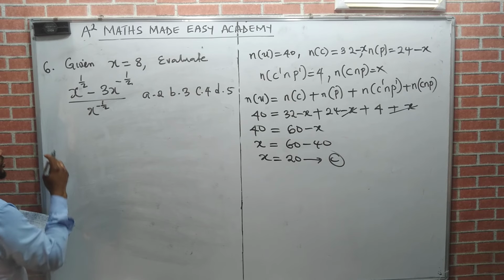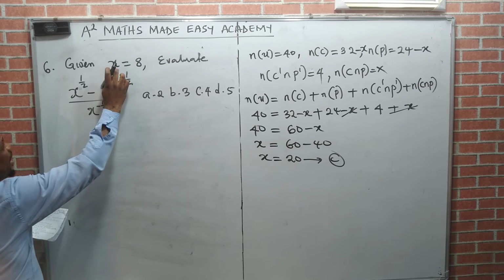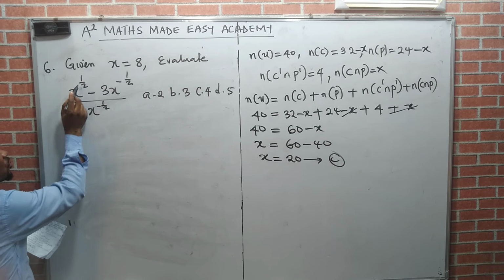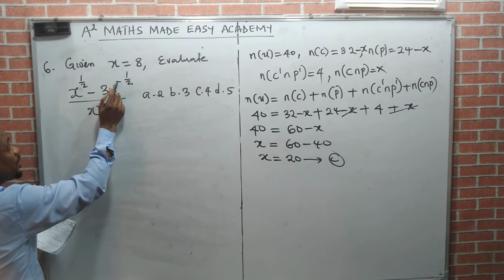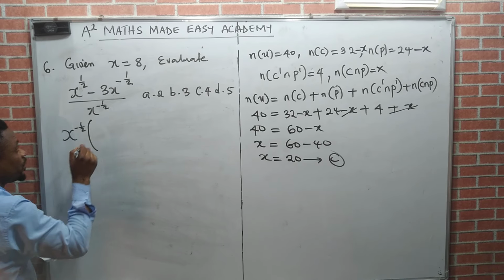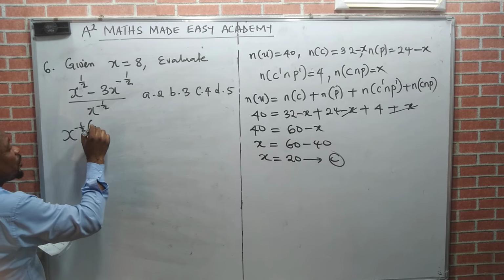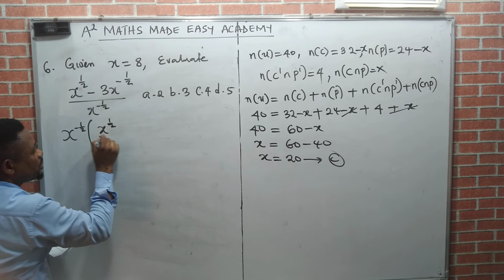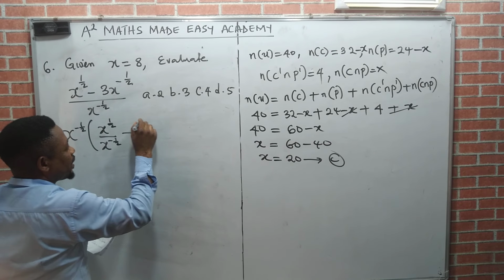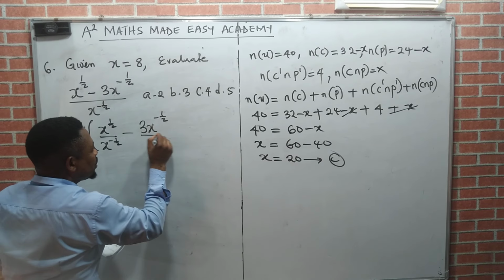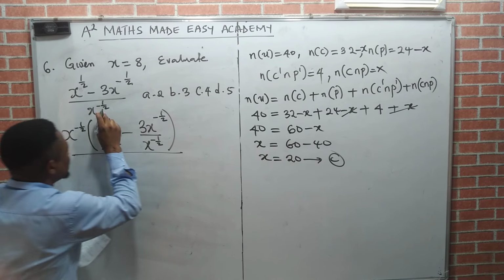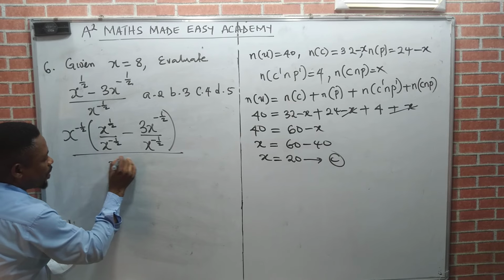Very simple. We factorize. I've given you the value of x already, and you can also use the other way around, but let me show you how to apply it. We have x raised to power 1 over 2, and we have x raised to power minus 1 over 2 to factor. So take the simpler one, which is x to power minus 1 over 2. Open the brackets. I will now have x raised to power 1 over 2 divided by the factor x to power minus 1 over 2, then minus 3x raised to power minus 1 over 2 divided by the factor x to power minus 1 over 2. Close the bracket. Then all over the denominator, x to power minus 1 over 2.